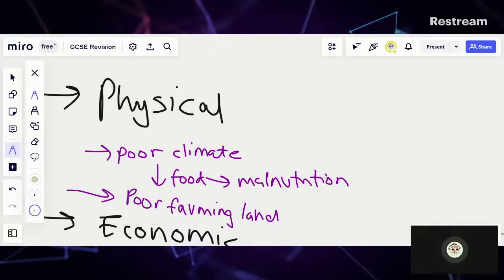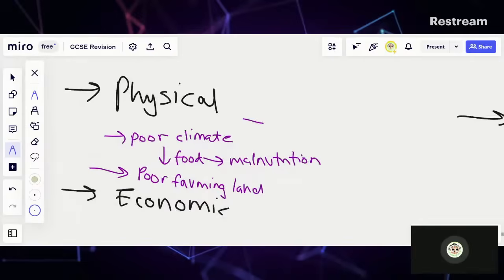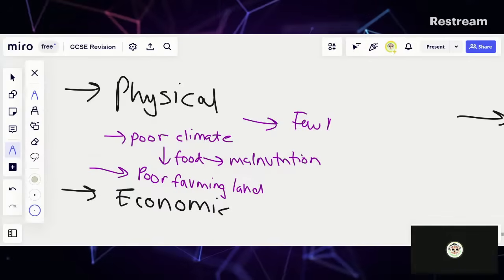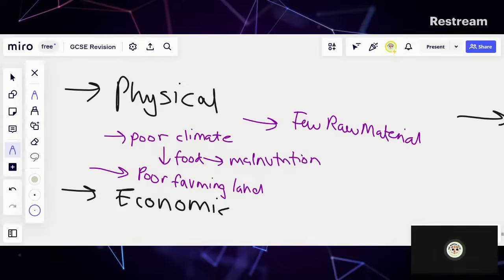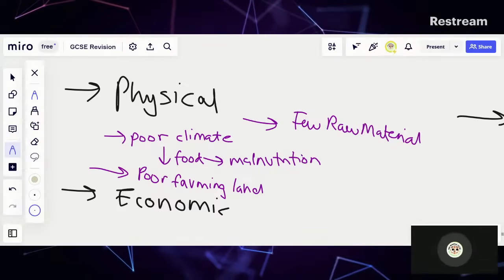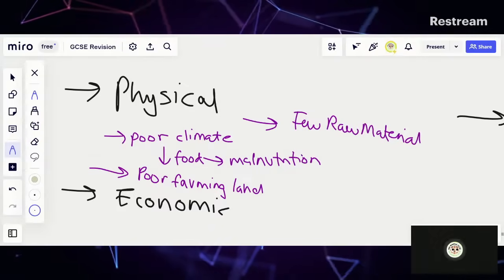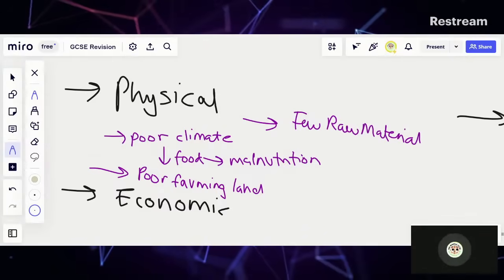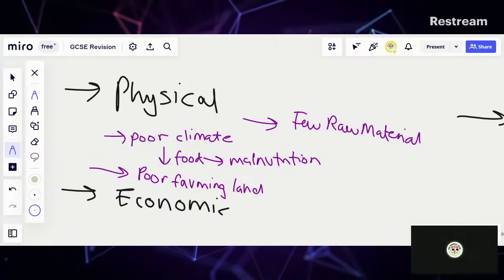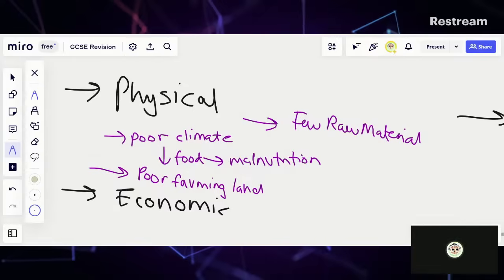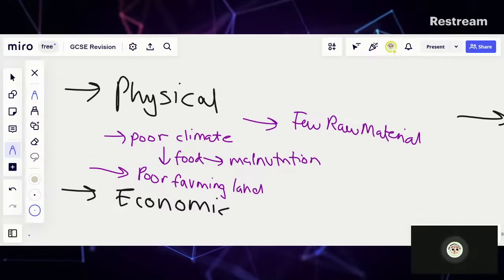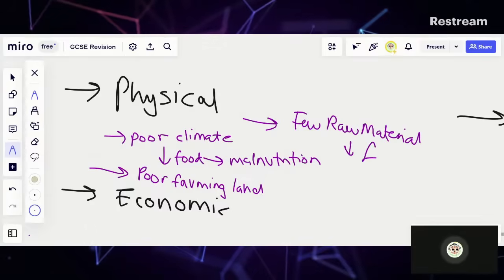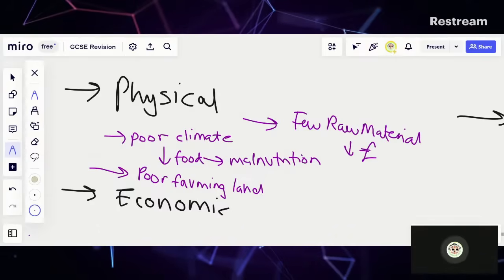Another reason is few raw materials. So when you think of few raw materials, you need to think that countries such as those in the Middle East are very lucky, those governments there, because they are very fortunate that they have so many oil reserves and gas reserves, which makes them very wealthy countries. However, on the other hand, some countries, like loads of countries in Africa, for example, don't have many raw materials and therefore there's nothing to export. So they have nothing to sell and therefore they make less money. And if they make less money, they have less money to spend on development projects.